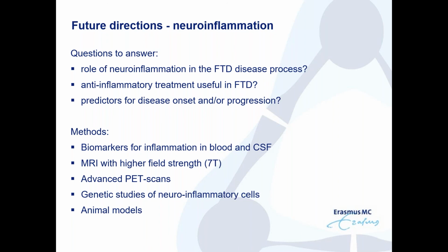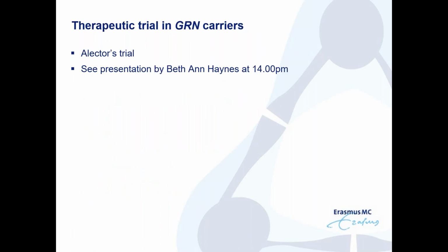And finally, previous research has also shown that some markers for neuroinflammation, like in blood or cerebrospinal fluid, but also imaging markers with MRI or PET, could be helpful to predict disease onset in FTD and track progression. So with our upcoming research, we want to further investigate this role of neuroinflammation using these biomarkers, but also with studies of neuroinflammatory cells and with animal models. So that's what we will do.